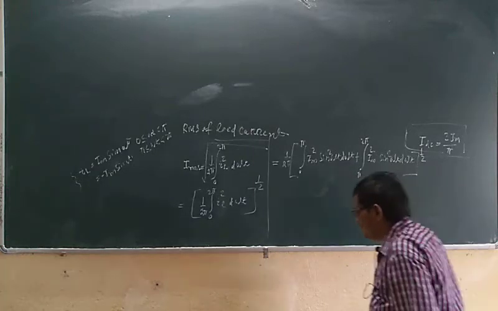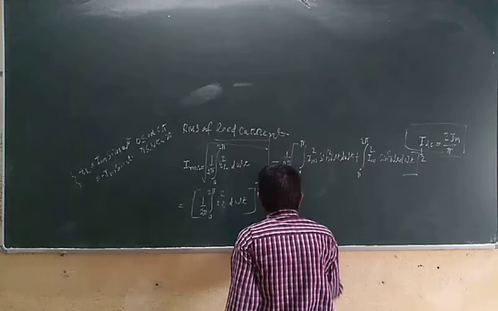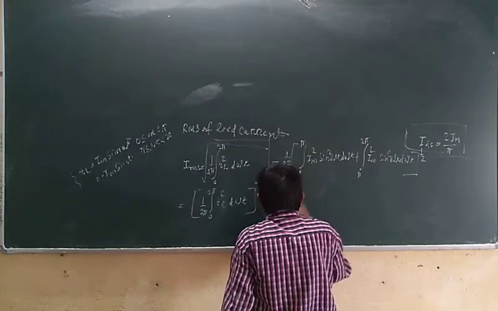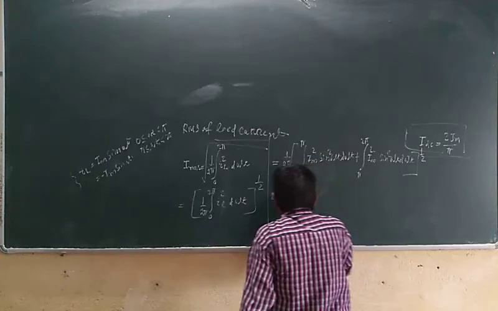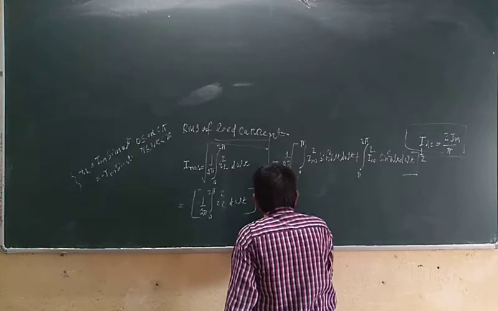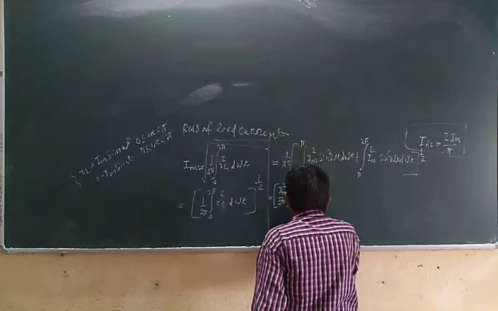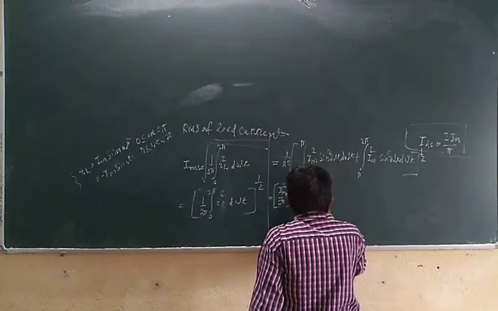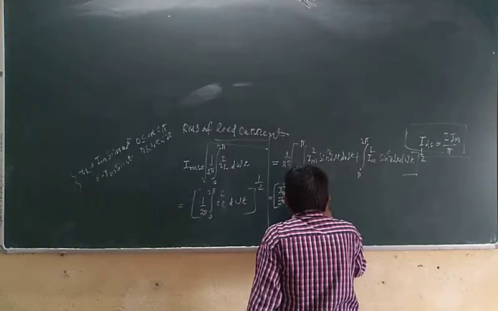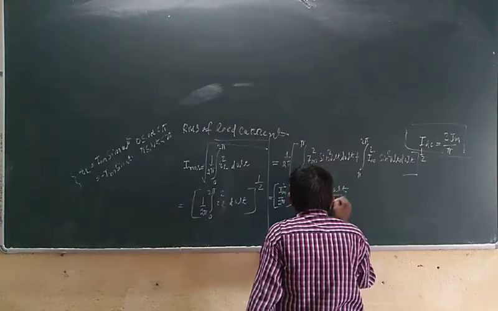Now again simplify the integrating part, 1 by 2 pi. So Im square, now we see that here Im square, here Im square. Now Im square by 2 pi under root, then sin square omega t means 1 minus cos 2 omega t by 2 d omega t.